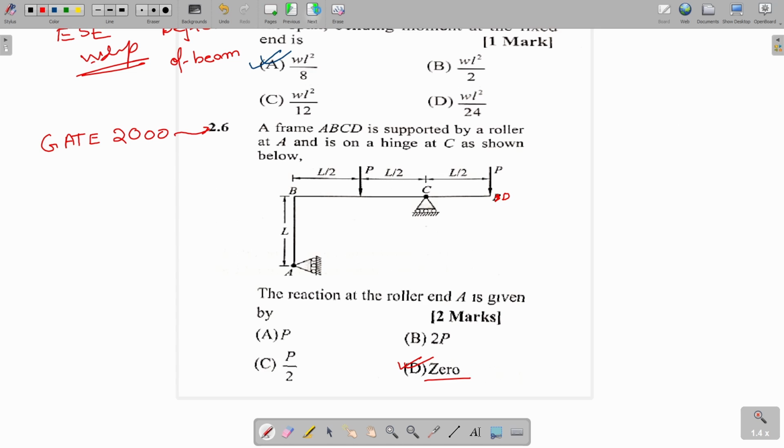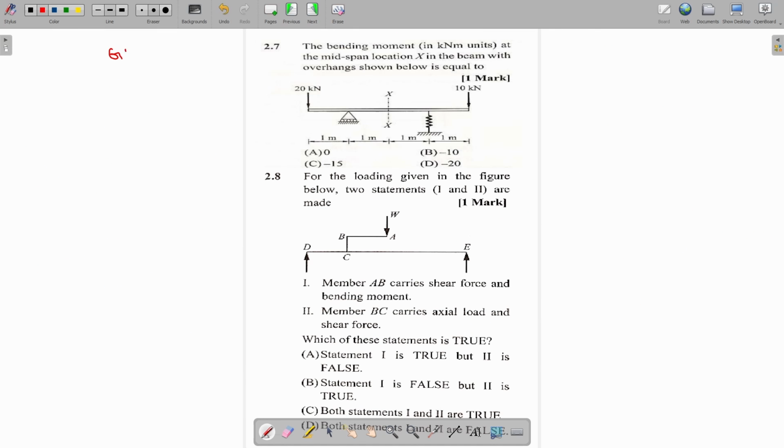Now for the next question. Our next question came in the year GATE 2001. The question is given as: the bending moment in kilonewton meter unit at the mid span, this is the mid span XX, location X in the beam with overhang shown in the figure below. Now this is the beam. This is a roller support or hinge. There is a spring acting at this point. A 10 kilonewton load is acting in this direction and a 20 kilonewton load is acting in this direction.